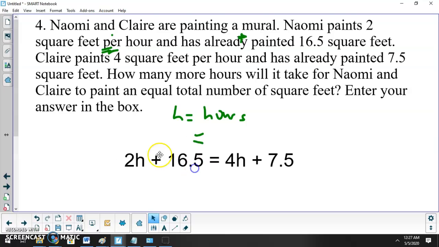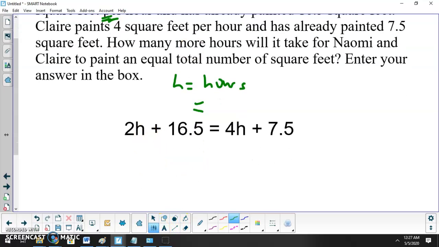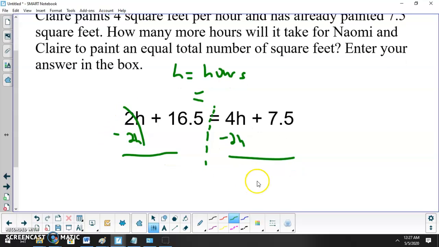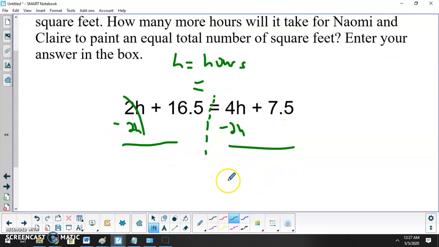All right, and then you just have to solve this equation correctly. It's not any different than all the other ones. So you just subtract 2h, because you want to try to isolate your variables on one side of the equation and turn it into a two-step. So we subtracted 2h. Now I'm going to show you how to skip a step here, which I haven't done before. You can also move your numbers away from the variables in the same step. So I'm going to subtract 7.5 as well here.